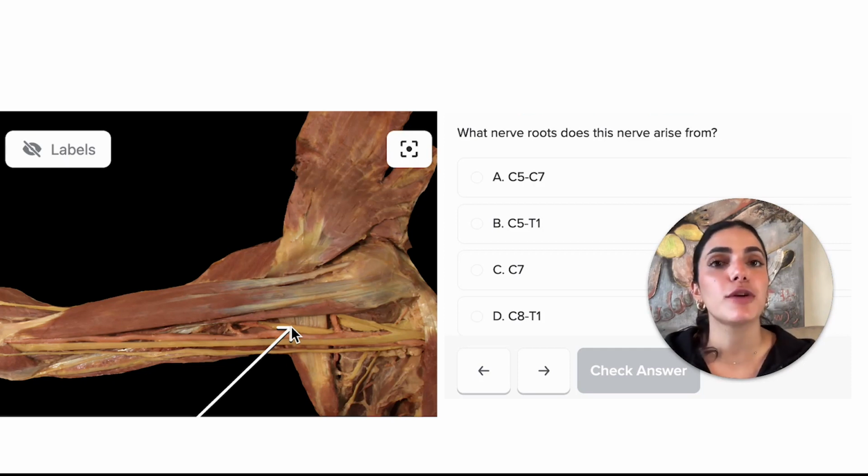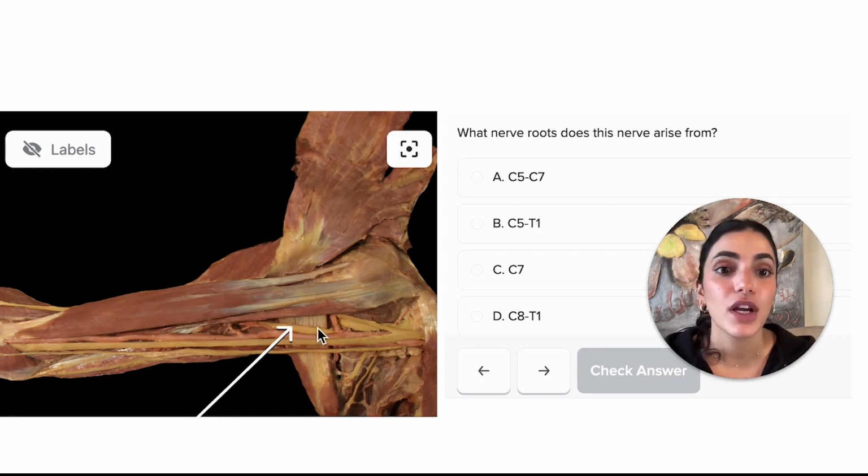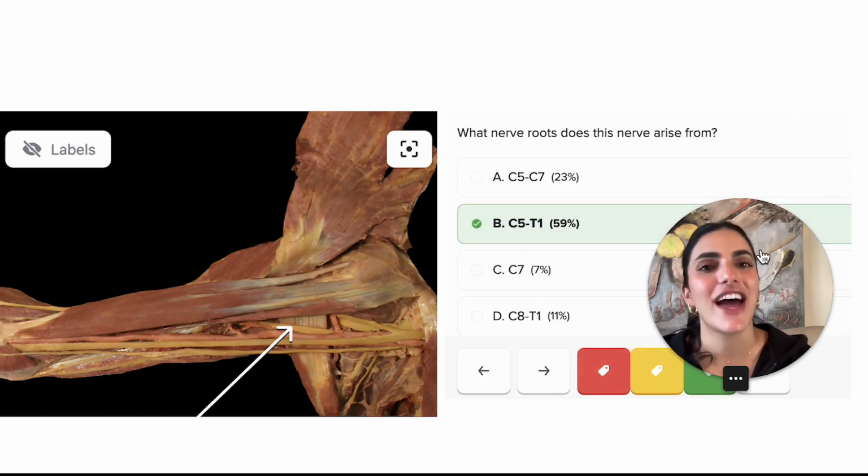We know that the brachial plexus is composed of nerve roots C5 to T1. Now we know that there are two terminal branches that receive contribution from all the nerve roots that form the brachial plexus, one being the median nerve and the second being the radial nerve. So the radial nerve over here is going to arise from nerve roots C5 to T1. So let's go ahead and double check our answer here, C5 to T1, and that is our correct answer.